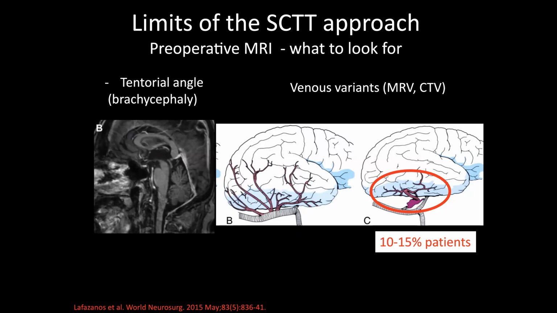Important to look on the MRI, the tentorial angle. Patients with a more brachycephalic head shape often have a higher or steeper tentorial angle, as you see in this image. And that can render the approach much more challenging, particularly to the more anterior part of the medial basal temporal structures. Another very important thing to look at on preoperative imaging, whether it be MRV or CT venogram, is the venous anatomy of the patient.